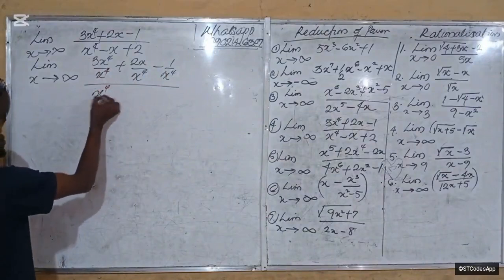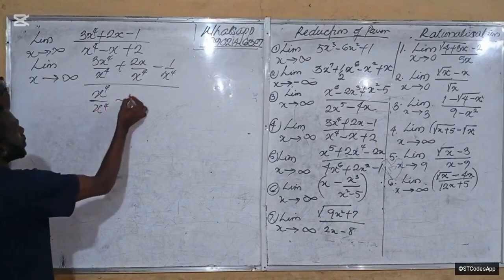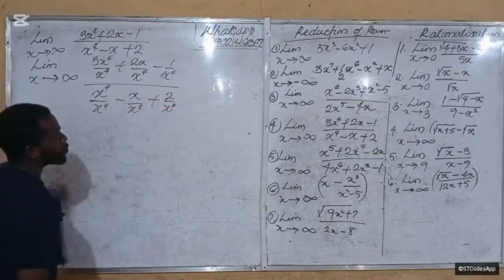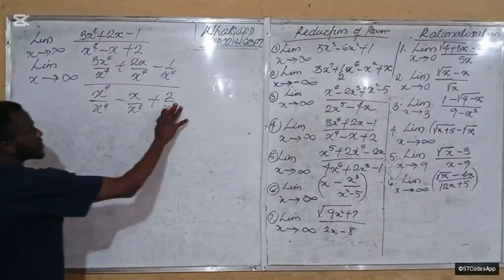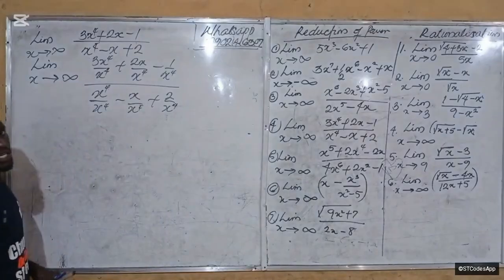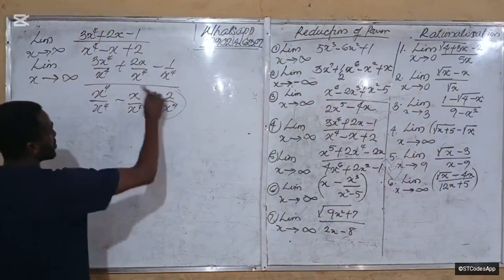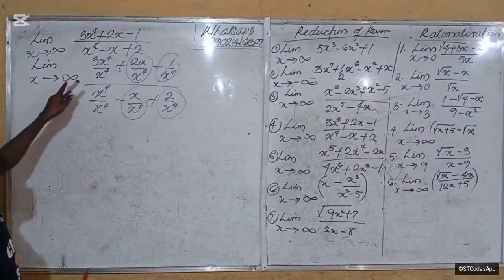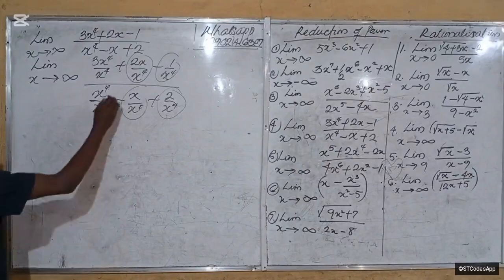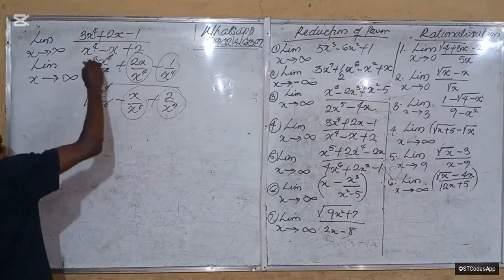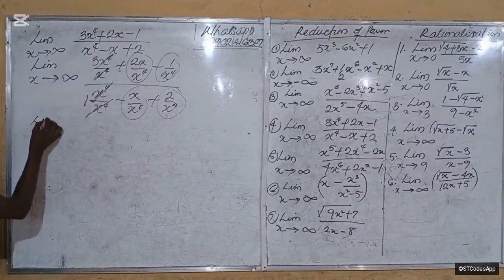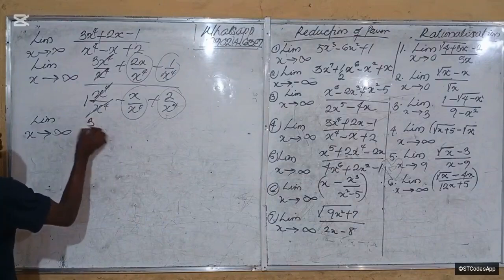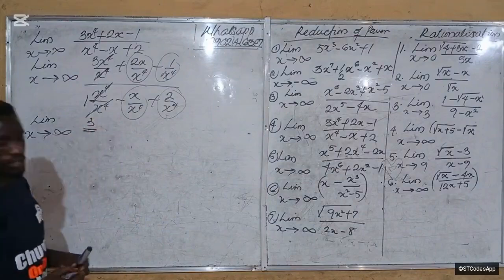Over x raised to the power 4, over x raised to the power 4, minus x over x raised to the power 4, plus 2 over x raised to the power 4. Since you already understand what I've been doing so far, this is 0, this is 0, this is 0, this is 0 at the plugging in of infinity. So that makes sense. Then this is 1, this is 1. So we are going to be left with the limit as x approaches infinity of our expression, which is 3 over 1, which is 3.